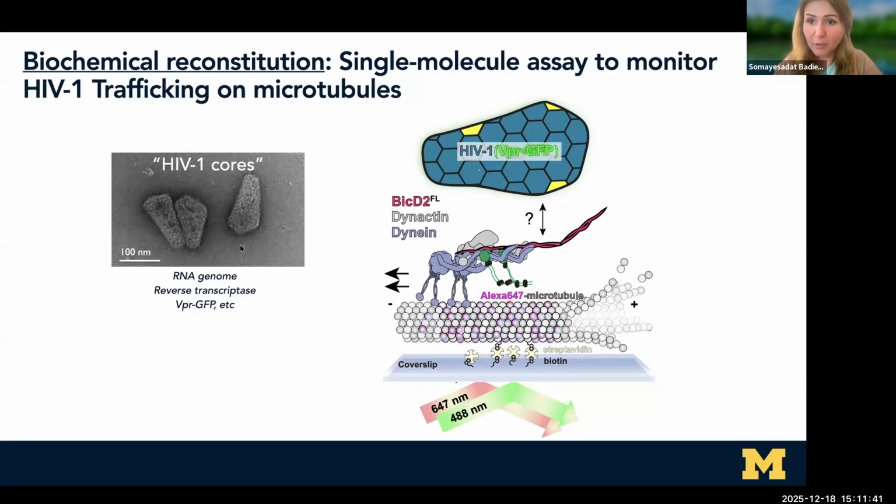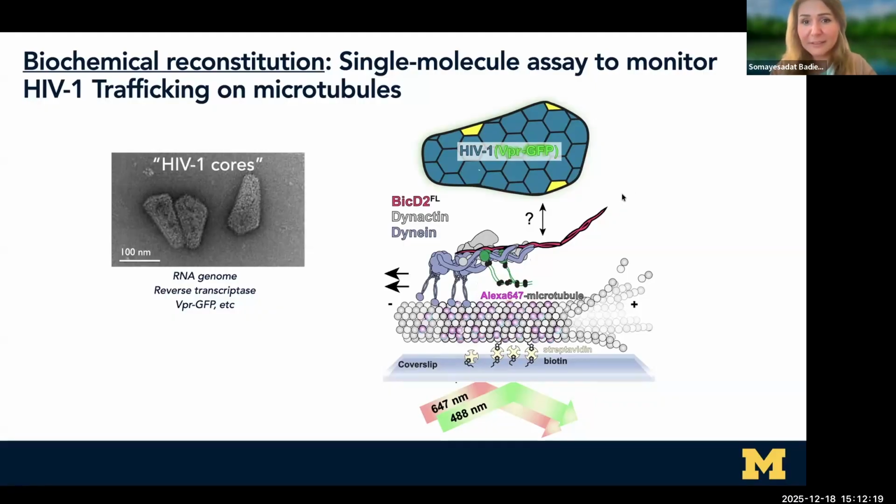And so our collaborators from Vanderbilt University provided HIV core which was fluorescent, meaning a component of it, VPR, was fused to GFP, so we were able to monitor them during the single molecule assay. For this single molecule assay, we immobilized microtubules on the coverslip, a glass slide, and we were able to monitor the movement of the fluorescently labeled cargo, in addition to any other fluorescent component, for example dynein or activators, on the coverslip.